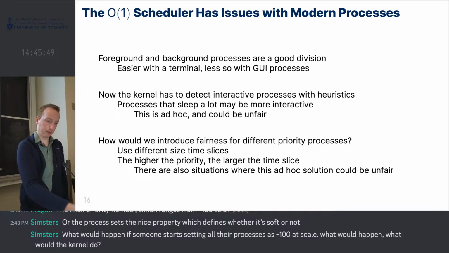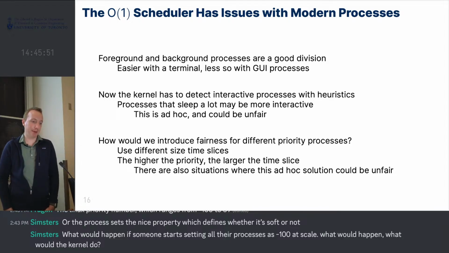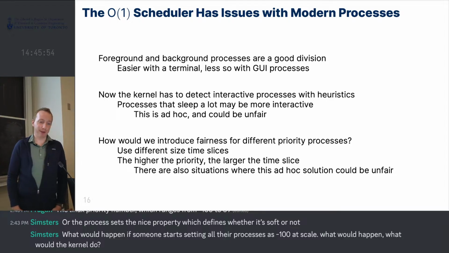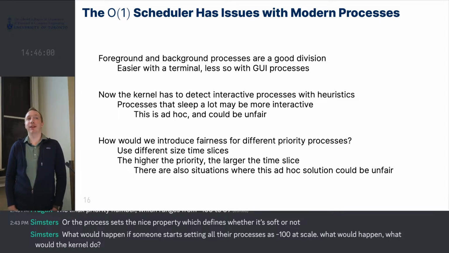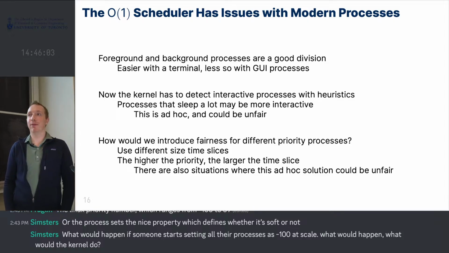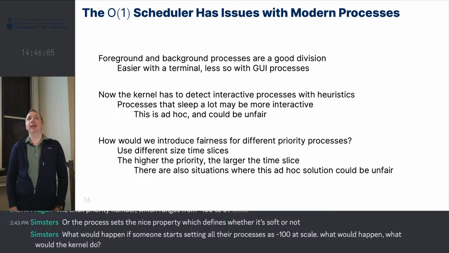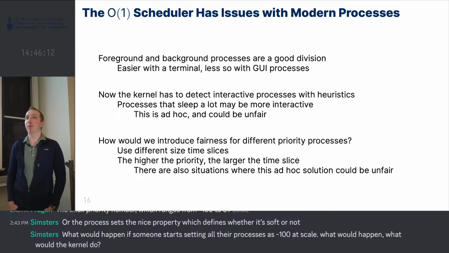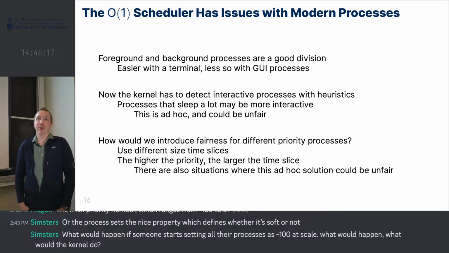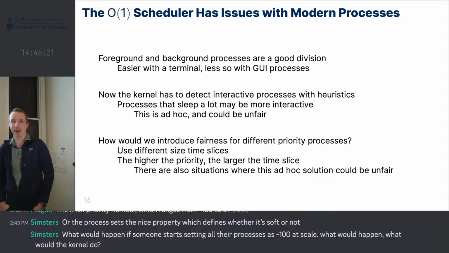Oh, and then there's a question: what would happen if someone starts setting all their processes to real time? What would the kernel do? If you do that, basically you get round robin, or if it's first come, first served, they just wait for it to complete. And your system is basically just going to run however many processes you have CPU cores, and it will probably be a horrible experience. So you can do whatever you want to your system, but you probably won't like the result of doing something like that.